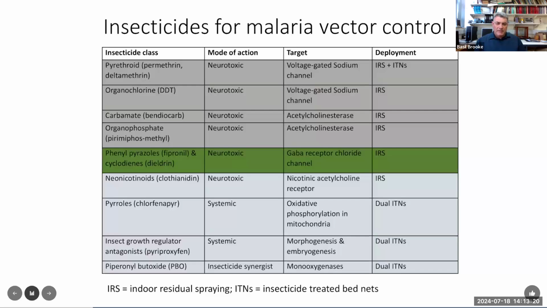The middle line, the cyclodienes, dieldrin, are completely banned. They used to be used for malaria control, not anymore. Fipronil is used in the veterinary industry a lot, but currently not used for malaria vector control. And then at the bottom, the last four lines are the newer, what we call next generation or third generation insecticides. These are newly available. They have different modes of action from the original ones, and they were developed primarily to help us manage insecticide resistance. And the one we are most interested in from an IRS perspective, of course, is clothianidin. Next slide, please.